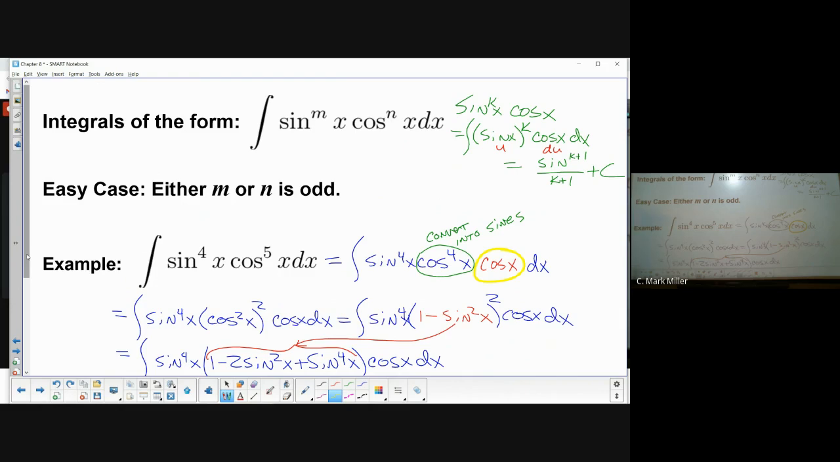So this part right here, I'm going to isolate that. That cosine squared, that's squared, it got converted to 1 minus sine squared. That's key.